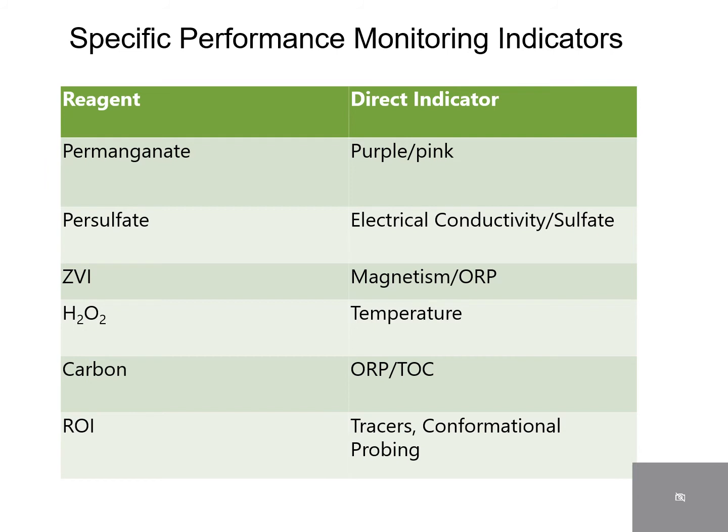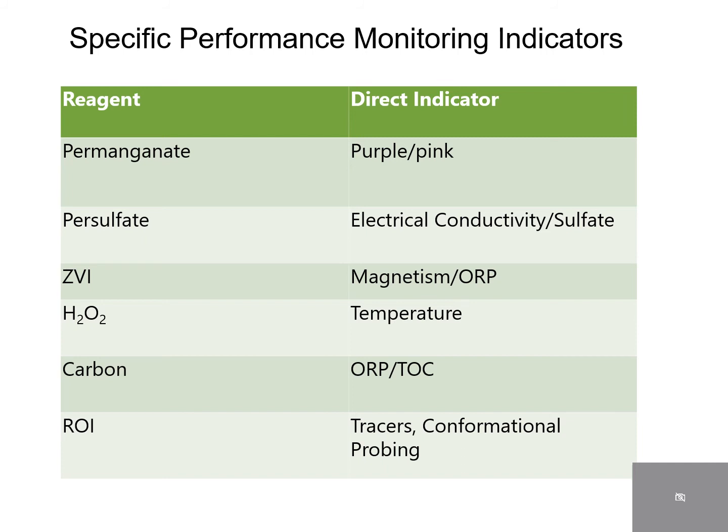So there are specific performance monitoring indicators that you can use for amendments used in in situ remediation. Permanganate being a purple solution is a great tracer or indicator of where the permanganate is. So you can easily see it as either purple or pink water in your monitoring wells. Persulfate has electrical conductivity increases as well as the byproduct of sulfate, and sometimes you can see some pH changes.